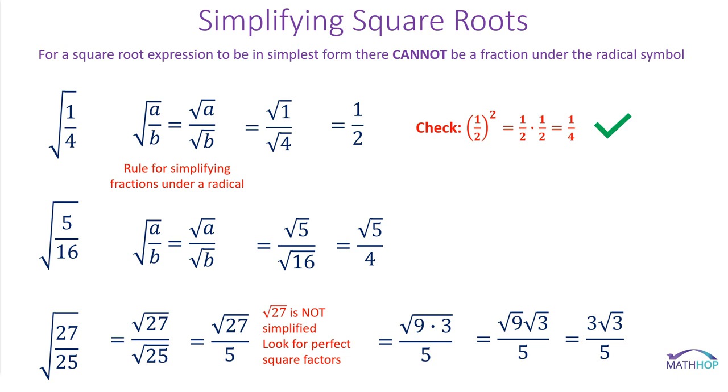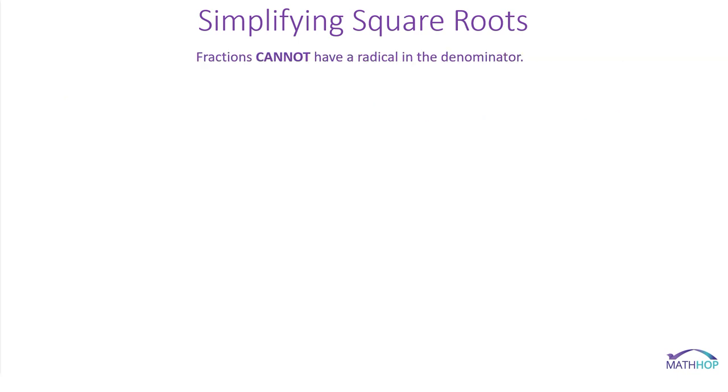All right, last type of simplifying. Fractions can't have a radical in the denominator. So think about what radicals are. If you have a radical of a non-perfect square, it's an irrational number. We do not divide by irrational numbers. We don't leave them in the denominator until you get to calculus, and then all of a sudden it's okay to leave them there, but that's a few years away.